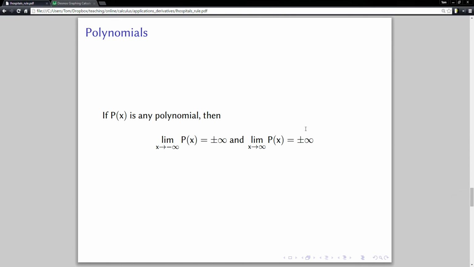You're going to have to remember some of the limit facts from Unit 1. One of the limit facts from Unit 1 is that if I have any polynomial, then the limit as x goes to infinity or negative infinity of that polynomial is either infinity or minus infinity.